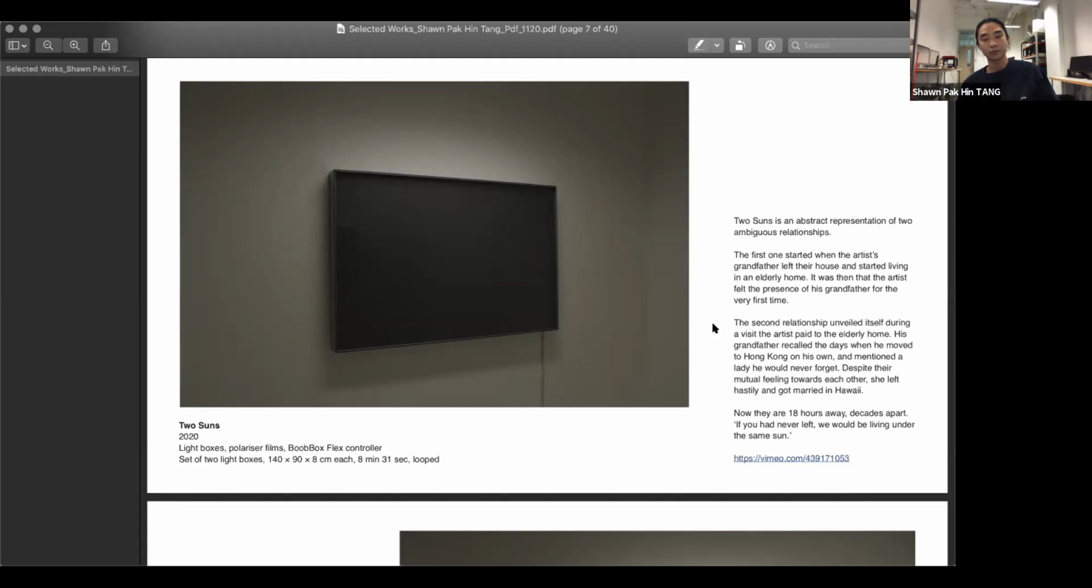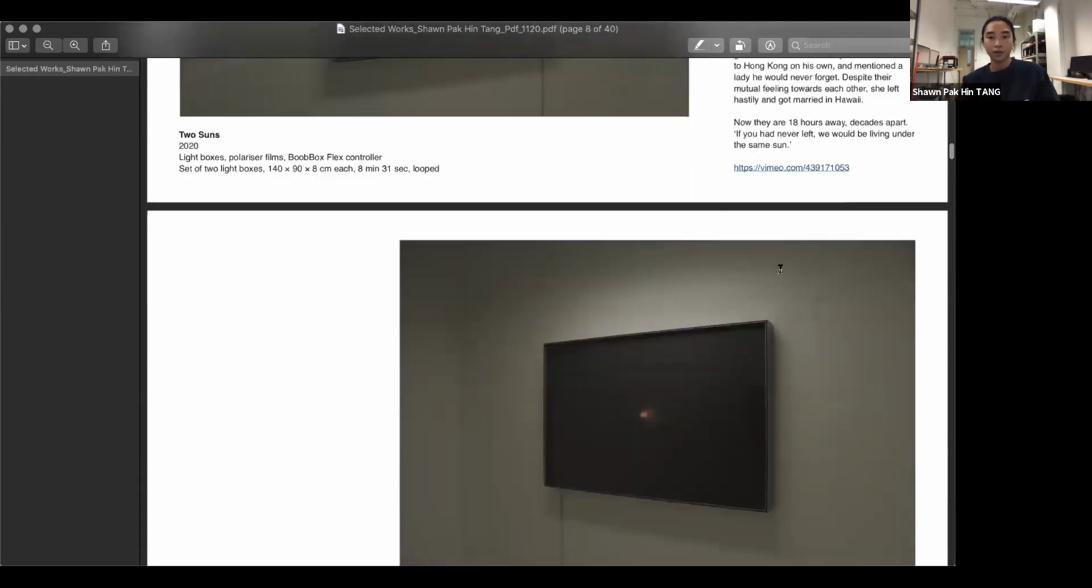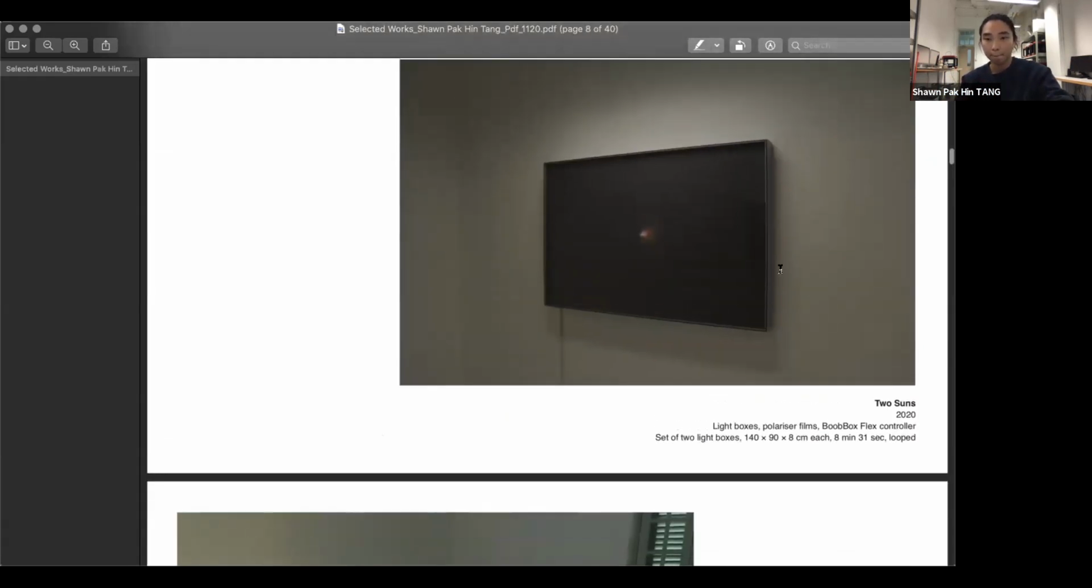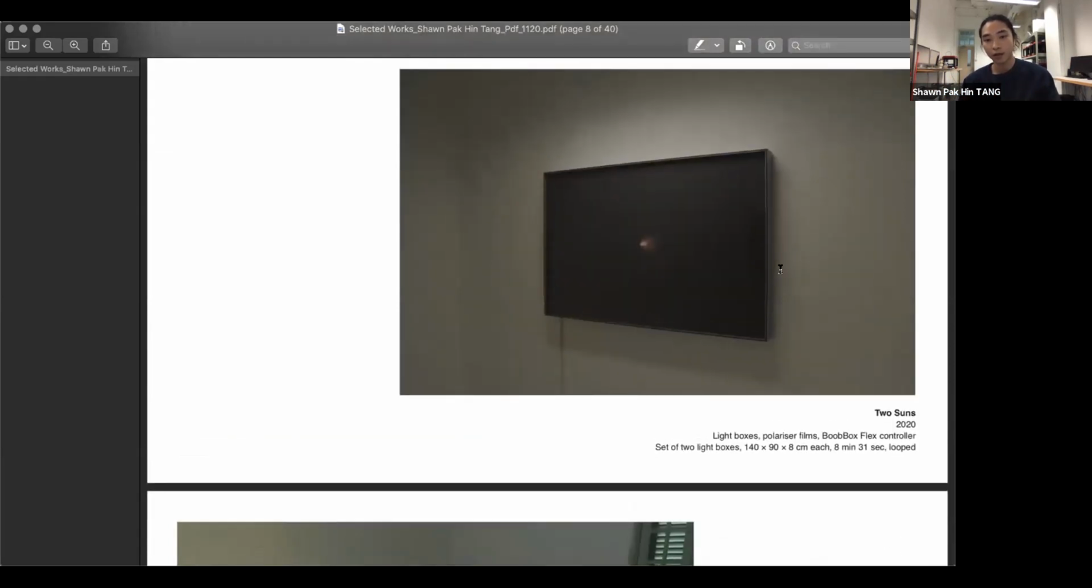So I tried to produce an environment and also bring out a fictional narrative about two suns, because when you see one side of the light boxes glowing, you can only see its reflection. From the reflection, it's like projecting a totally fictional world, and that's where the ideas came from. And this is the appearance of these two light boxes. Yeah, any questions about this work, because it's quite complex.